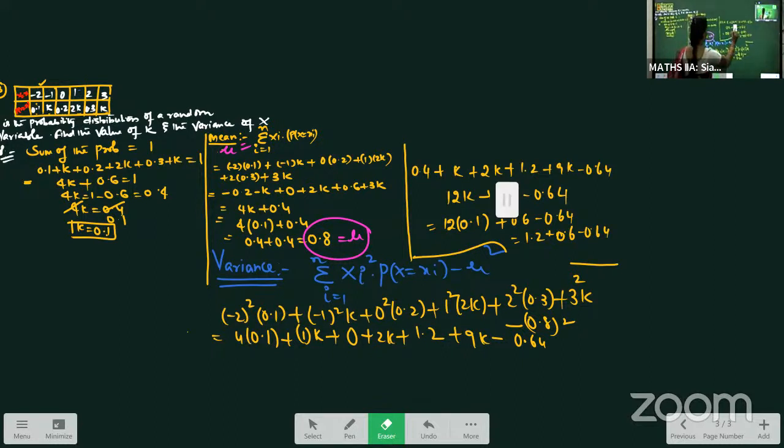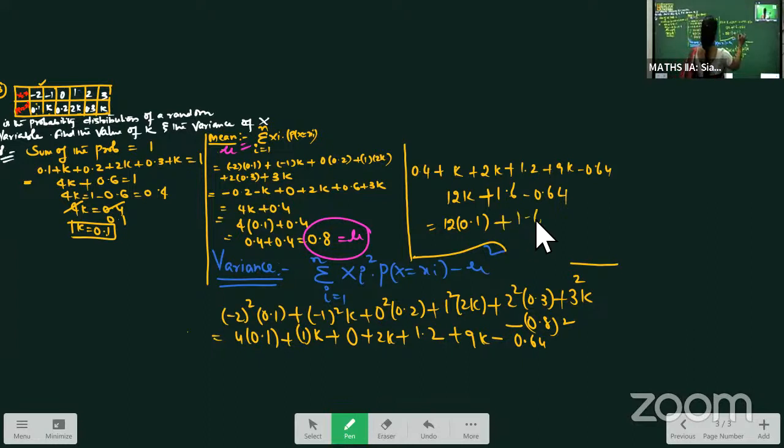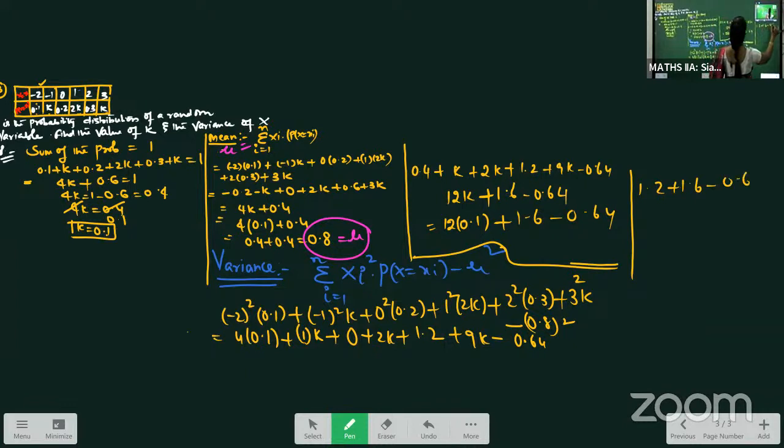Here we will get 1.6. Here this is 1.2 plus this is 1.6 minus 0.4, and plus 1.6 minus 0.64. Okay. Now you calculate this part here. This is 1.2 plus 1.6 minus 0.64. So we are getting 1.8 minus 0.64. So now you calculate this point here, 1.06 minus 0.64.